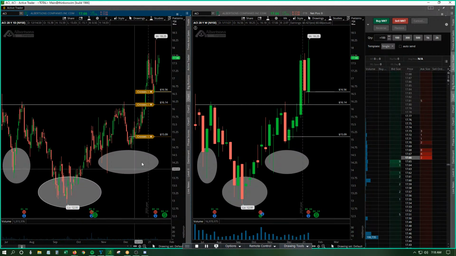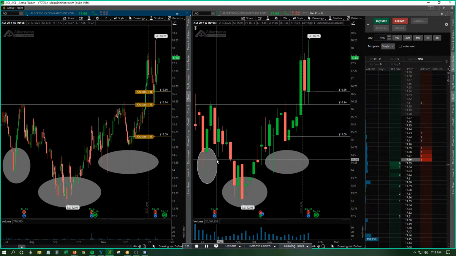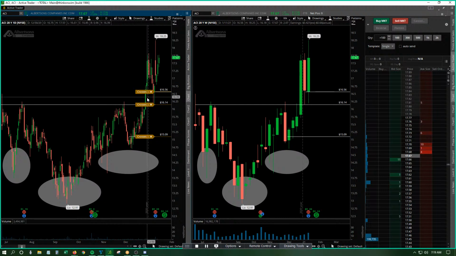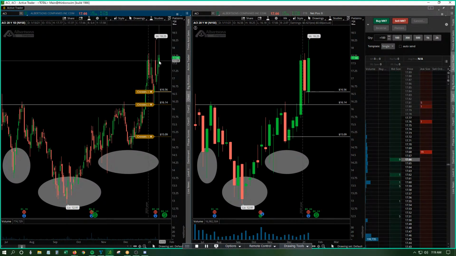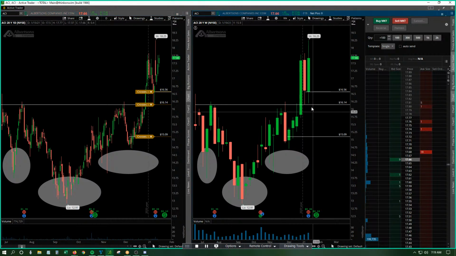You can see the inverse head and shoulder pattern. Bigger picture is kind of what this represented. Left shoulder, head, right shoulder, for the move higher and the break of that level. Which it did. It broke through that, pulled back to that breakout, and now it's moved up even higher. So we'll have to see where this wants to finish this week.